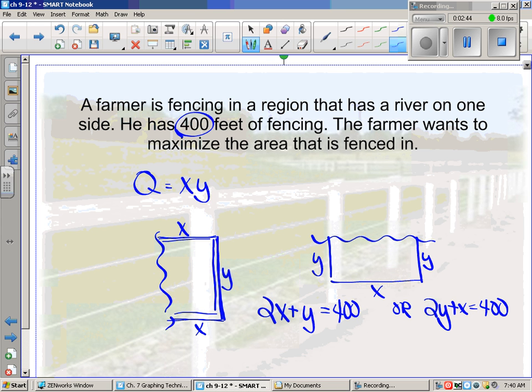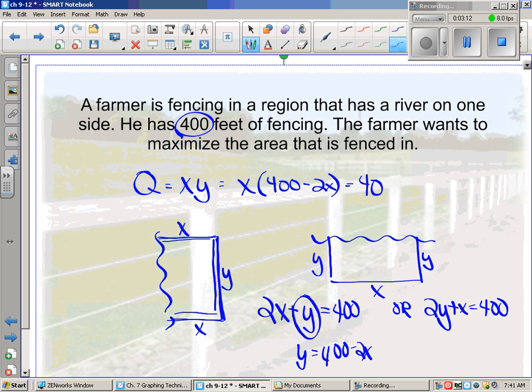Now, from here, what you're going to do is solve for one of the variables, because as we've talked about with these quantity questions before, when we want to maximize or minimize the area, what you're basically looking to do is get Y or one of the variables alone, so that when I do the derivative, it's in terms of just one letter. So this would be Y equals 400 minus 2X. So this becomes X times 400 minus 2X. And just to multiply that out, that's 400X minus 2X squared.